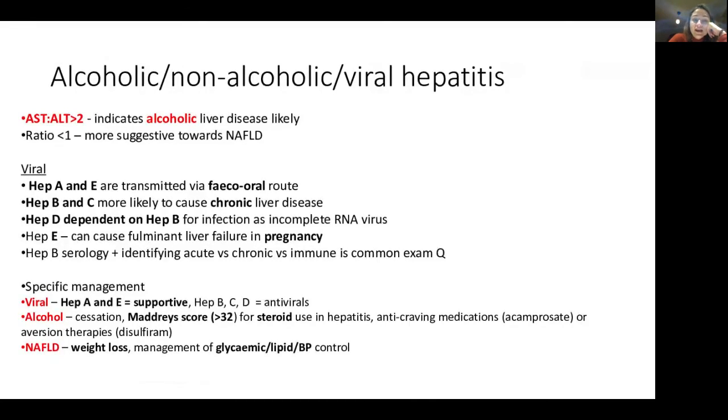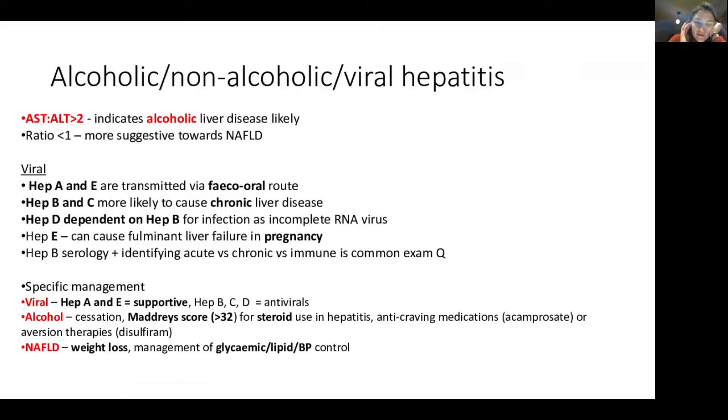Non-alcoholic liver disease is usually caused by fatty liver, so high triglycerides, obesity, these are all the risk factors associated. There's all sorts of different risk factors associated with a viral hepatitis. So A and E are the ones transmitted by fecal-oral route, whereas B and C are the ones that are more likely to cause chronic liver disease.